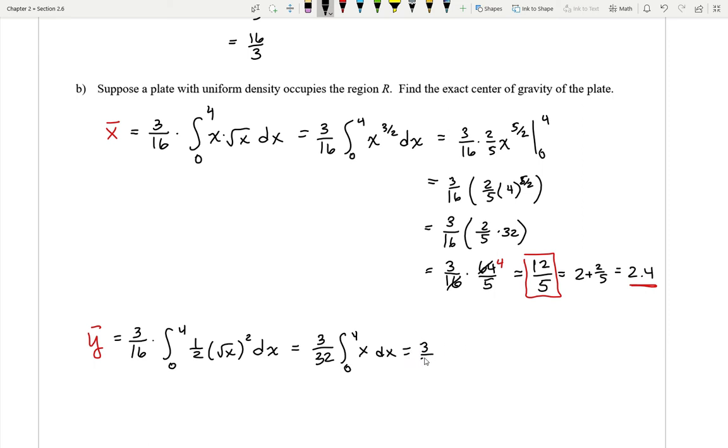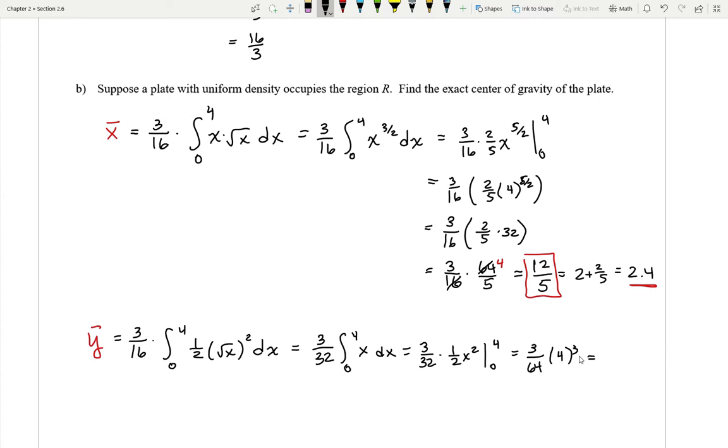So I'm going to have 3 over 32 times a 1/2 x squared, and evaluate from 0 to 4. I'm going to go ahead and combine my 1/2 again right away. I'm going to have a 3 over 64, and then I'm just going to have a 4 to the 3rd power. Of course, when I plug in 0, I don't get anything from that. So let's see, 4 to the 3rd power.